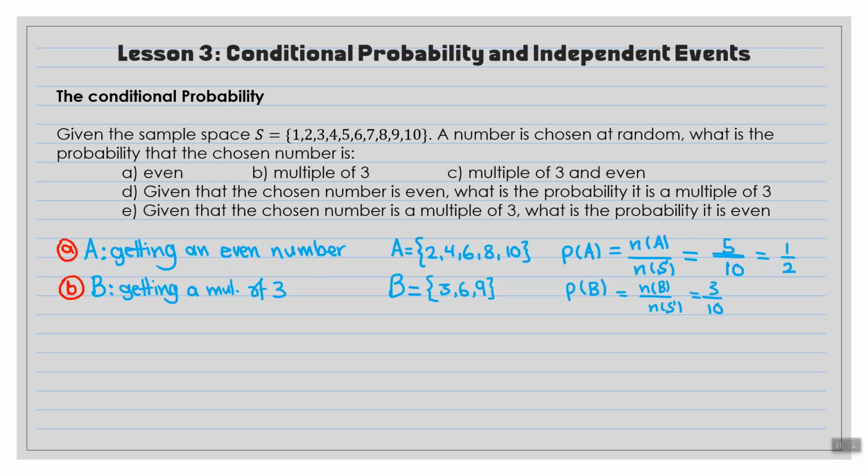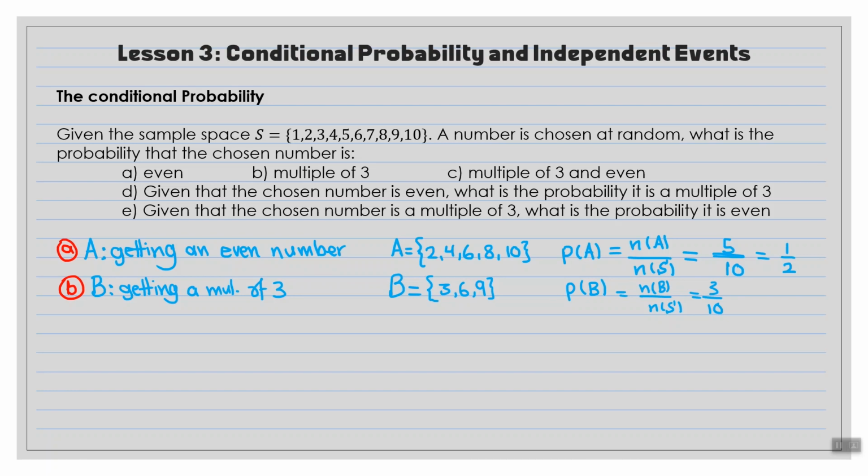Okay? So let's imagine this together. We have 10 cards from 1 to 10, and you're closing your eyes and you're trying to choose one of these cards. So you put your hand on one of these cards. So there is a 30% chance that the number that you have put your hand on is a multiple of 3. There is a 50% chance that the number that you have put your hand on is an even number.